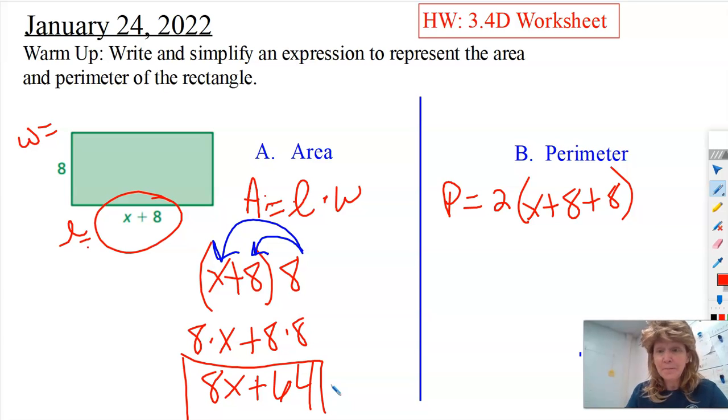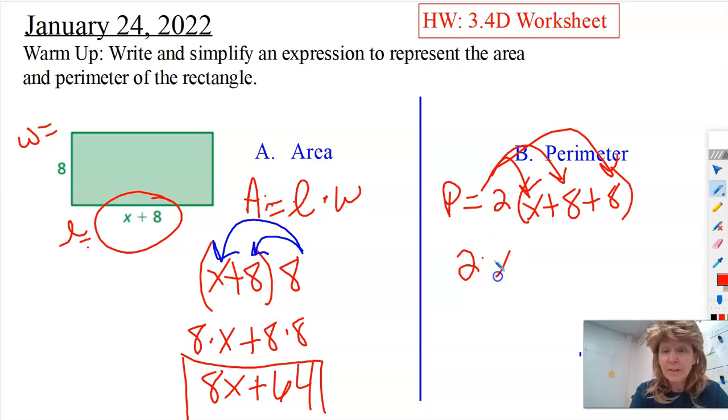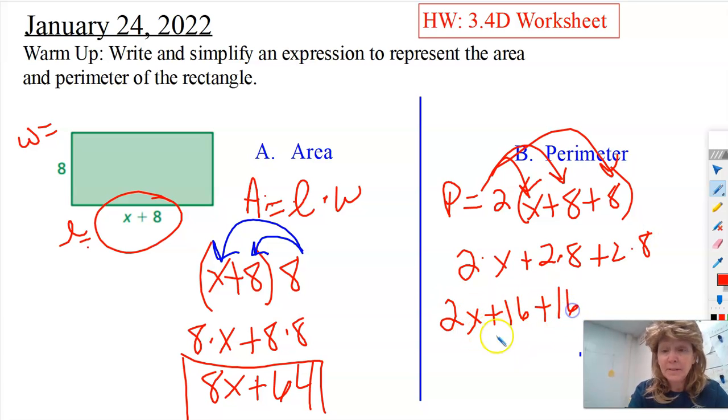I can't do any more. Okay, the next one is 2 times everything inside using the distributive property. So it's 2 times x plus 2 times 8 plus 2 times 8. 2x plus 16 plus 16, 2x plus 32. That's the simplified expression for the perimeter.